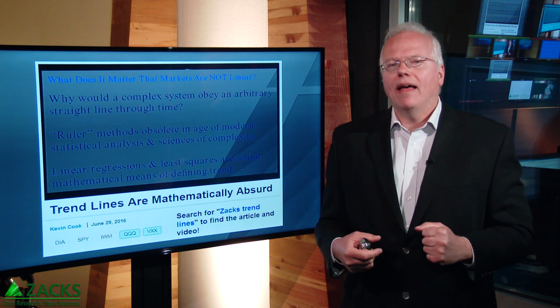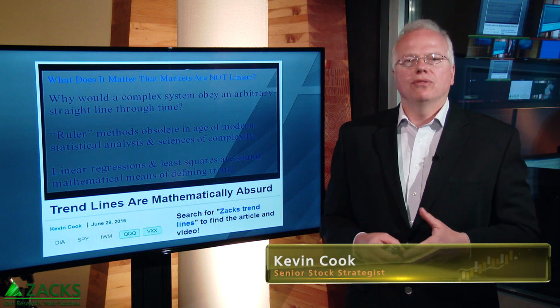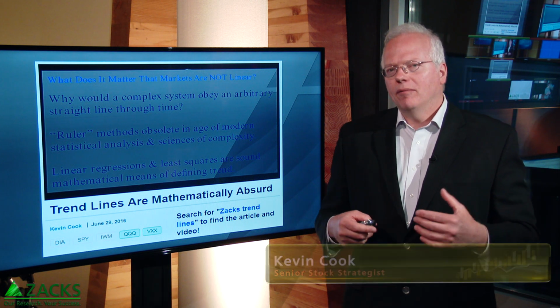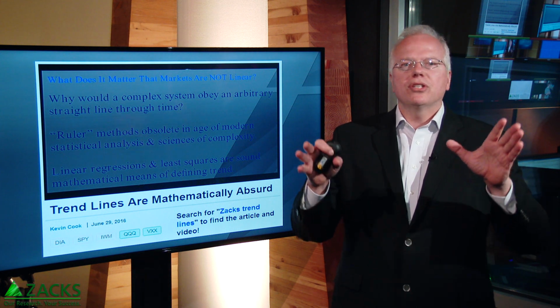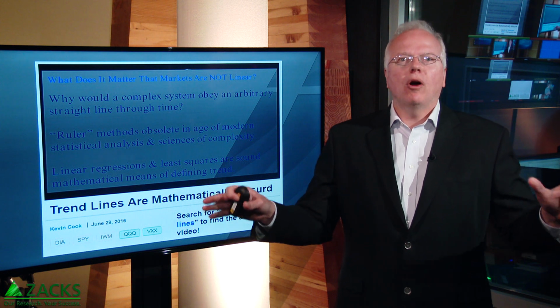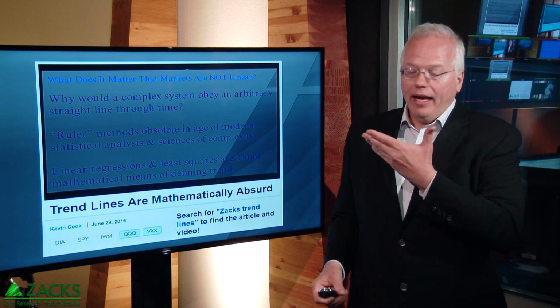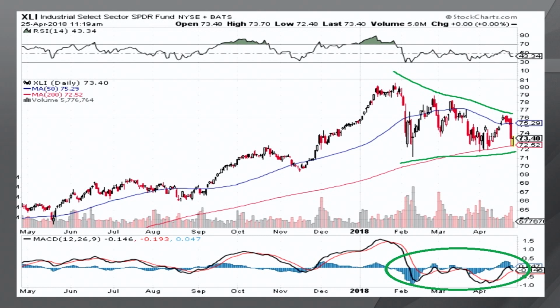So find that video and article, just search Zacks Trend Lines and you'll find it. And leave your comments or shoot me an email or something, because this is really important stuff. You've got the whole technical analysis world still drawing straight lines on charts. And as you can see here on my list, I asked the question, why would a complex system, the most complex system, obey an arbitrary straight line through time? Okay, that's the important question there. Okay, back to the charts.